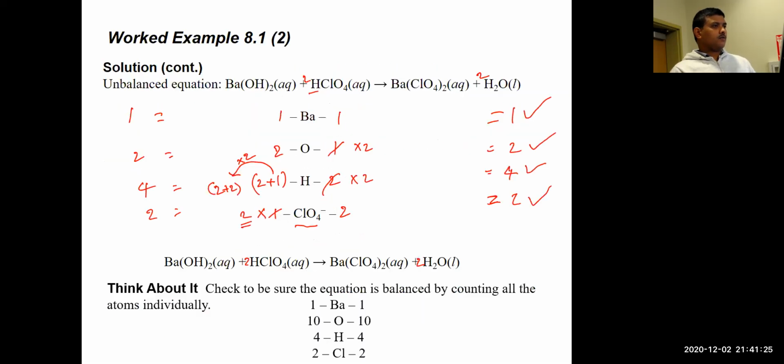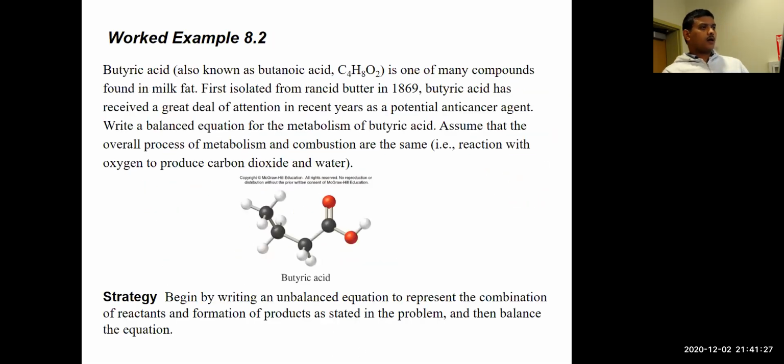Let's work on one more problem. Butyric acid, which is found in fat milk, and which they extracted from rancid butter in the late 19th century, and which is shown to have some effects as an anti-cancer agent. So they were asking us, what if that butyric acid is processed under a combustion reaction? What type of products would you form?